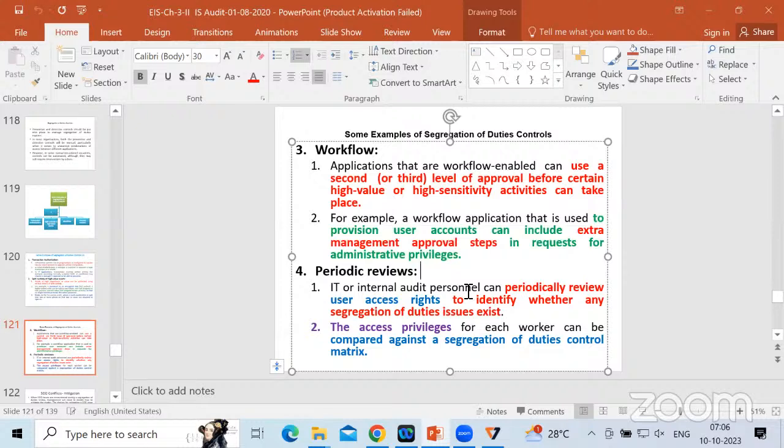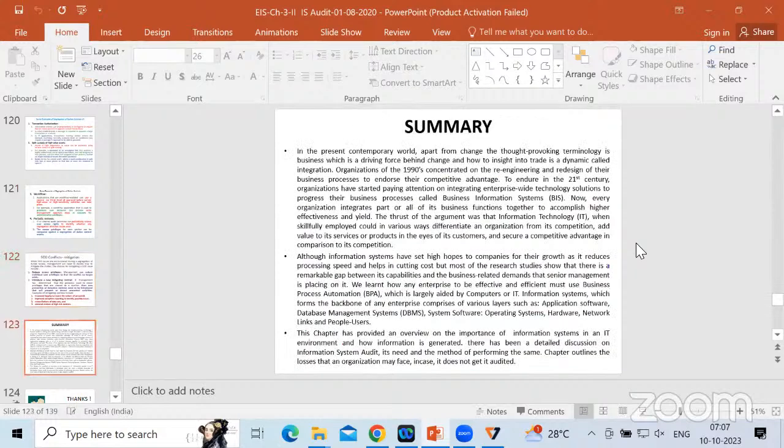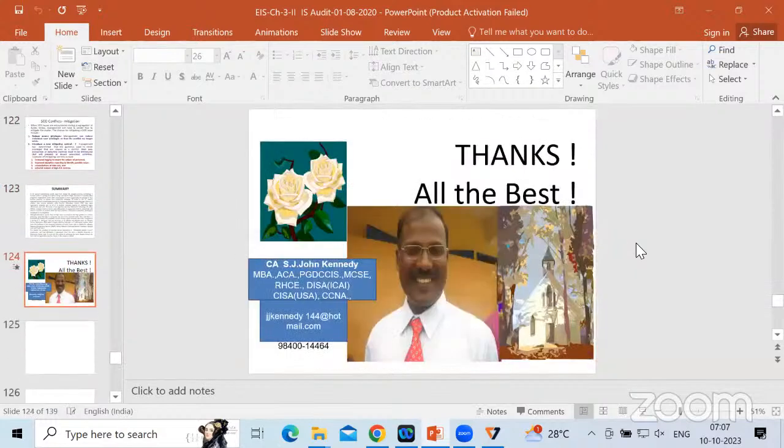Then the last one, periodic reviews. Periodically review the users' access rights to identify whether any segregation of duties conflict exists or not. Access privileges for each worker can be compared against the segregation of duties control matrix, that is, user A, what control, user B, what control, user C, what control, like that. It has to be verified, and if it is found to be correct, then access can be given, otherwise not. So we have completed chapter number 3.